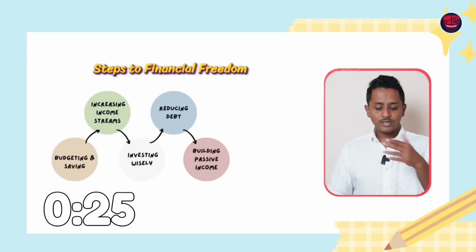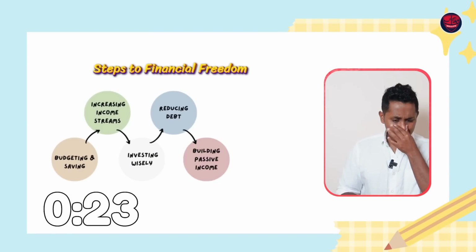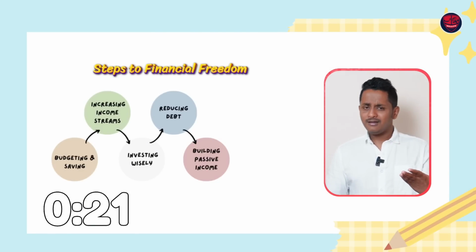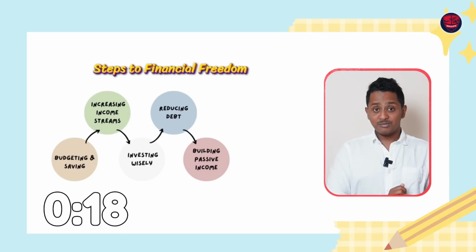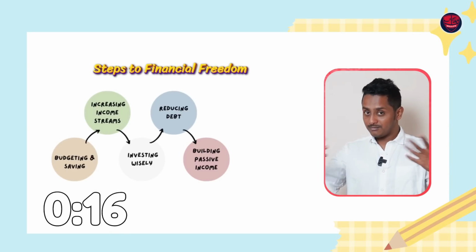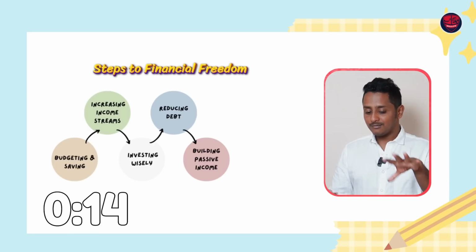Let's quickly move on to a process. Let's start. 3 things. Steps to financial freedom. The first step is budgeting and saving. After that, we go to increasing the income streams. And once you decide on how to increase the income streams, you invest them wisely.